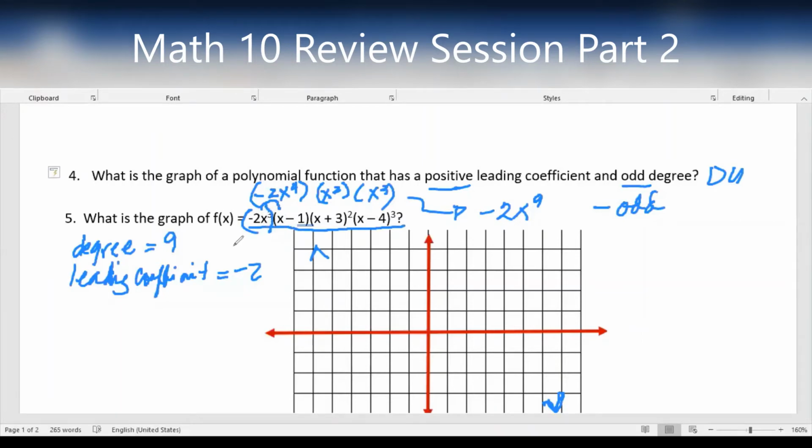So, for the first one, 0 siya. Kasi when you equate this to 0, this will give us 0. Tapos, 3 ang multiplicity niya. So, 3 is odd. Just look at the exponent for you to determine the multiplicity. For the next one, x minus 1, so positive 1. Tapos, odd pa rin because the exponent is 1. Next, x plus 3, that's negative 3.